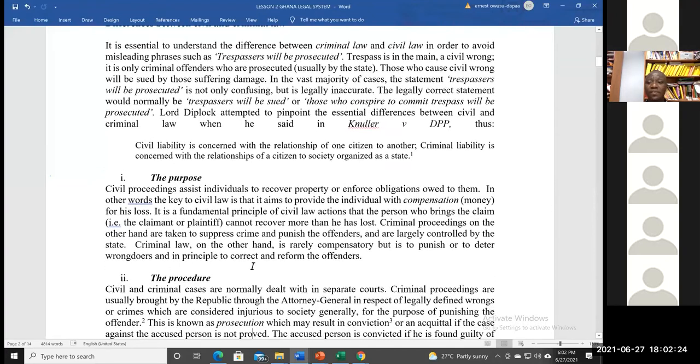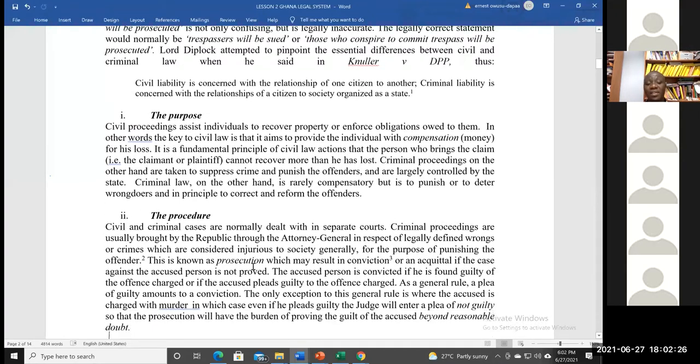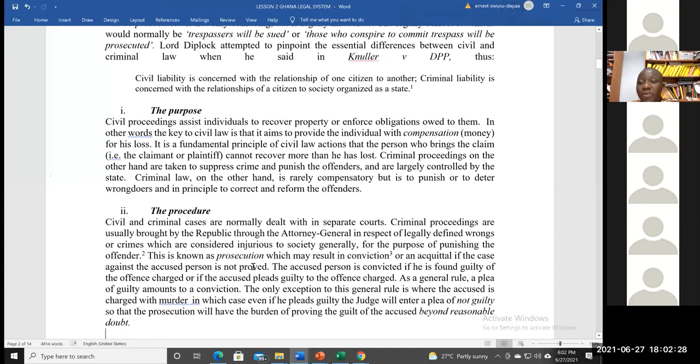And then in terms of procedure, we also have a clear distinction. We know that it is possible for the same court to have jurisdiction to deal with civil as well as criminal proceedings. There's no doubt about that. But there are certain situations in which certain types of criminal proceedings may be conducted in a particular court and not in another. So let us keep that in mind.